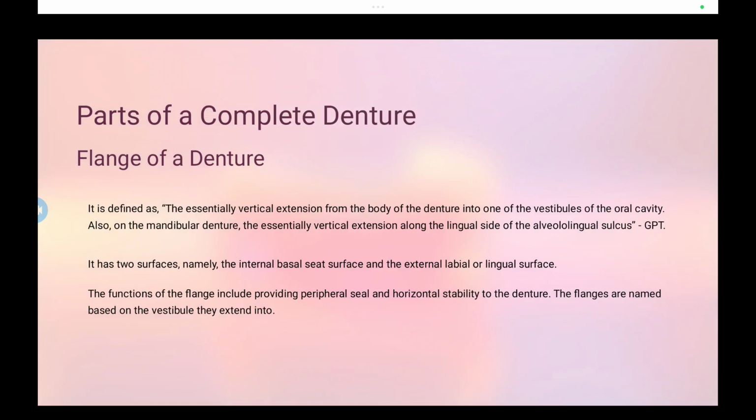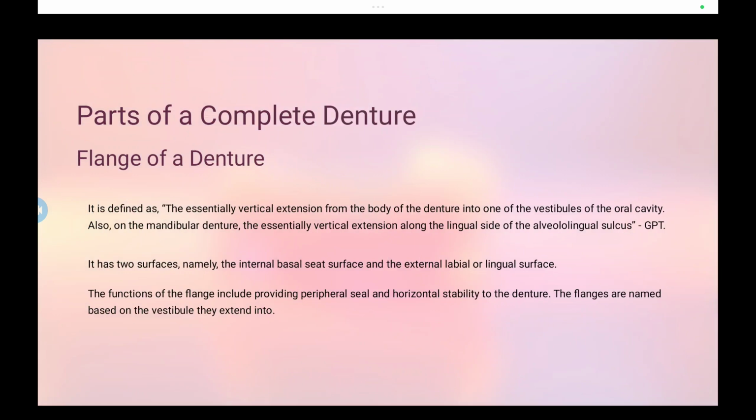In short, the flanges are the extensions which are placed into the vestibules of the patient. These are vertical extensions of the body of the denture which rest on the vestibule of the oral cavity. It has two surfaces, namely the internal basal surface and the external labial and lingual surface. The functions of the flange include providing peripheral seal and horizontal stability to the denture.